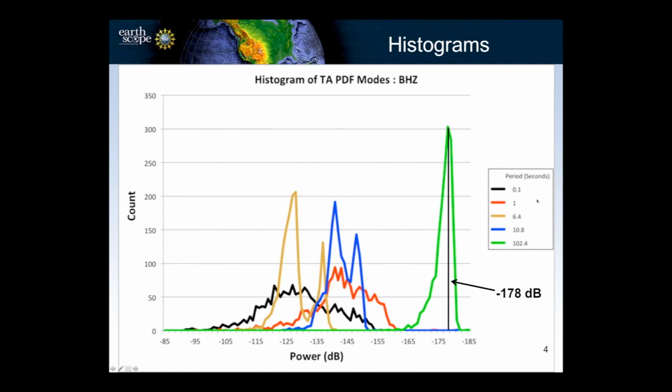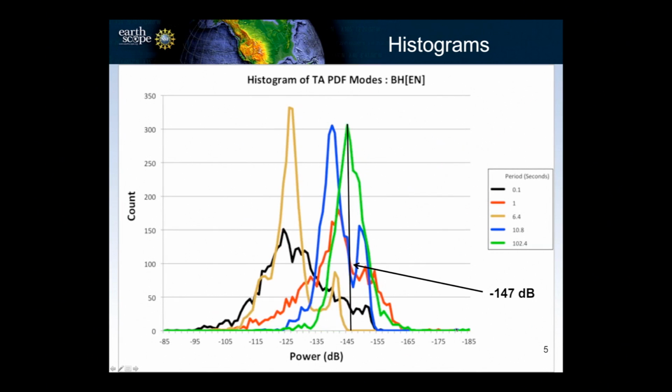If you look at these other groups of signals, so this is black is 0.1 seconds period, so 10 hertz energy, 1 hertz energy, 6.4 seconds period, and 10.8 seconds period, which are both associated with the microseism. You can see that these seismometers, the data from the entire TA, tends to cluster around a fairly narrow range of signal power limits. But what's important to take away from this is that the vertical channel is very quiet at 100 seconds period. If you look at the horizontal channels, that doesn't hold up.